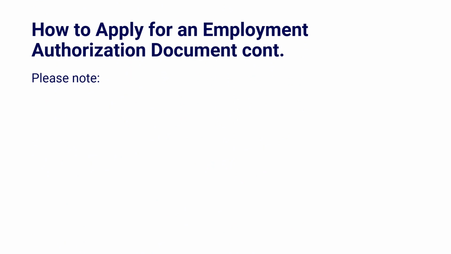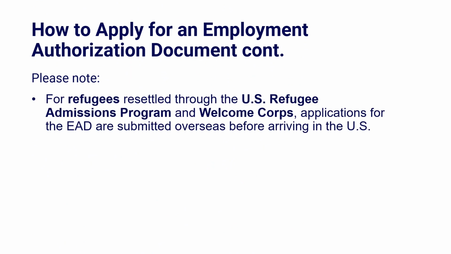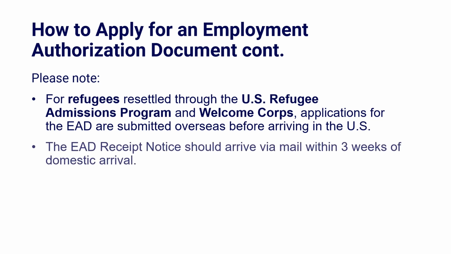Refugees resettled through the U.S. Refugee Admissions Program do not need to apply for an EAD. They will have an EAD application completed for them overseas through an I-765 form before they depart for the U.S. This application will be part of the refugee travel packet that is taken at the port of entry when they arrive. A notice of receipt for the EAD should arrive via mail within 3 weeks of domestic arrival.